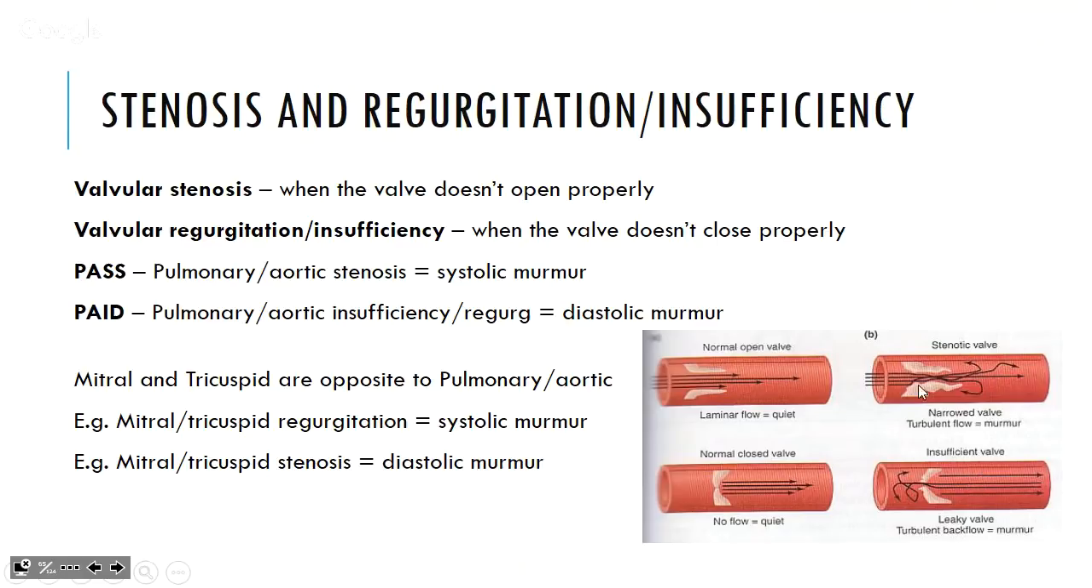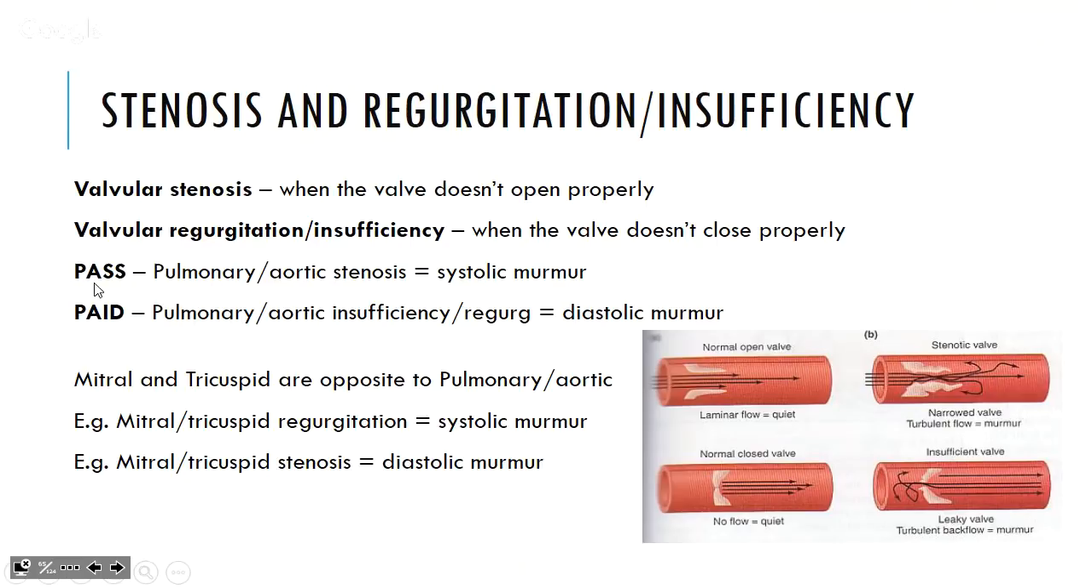Whenever that happens, as you remember, you'll get turbulent flow if it's not smooth flowing. For example, here we have a stenotic valve, and let's say it's not open properly. Because of that, the blood will flow in and become turbulent. When you put your steth to that heart valve, you can actually hear a murmur. Same with regurgitation. Because it doesn't close properly, some of the blood will leak back out and you'll get a murmur.